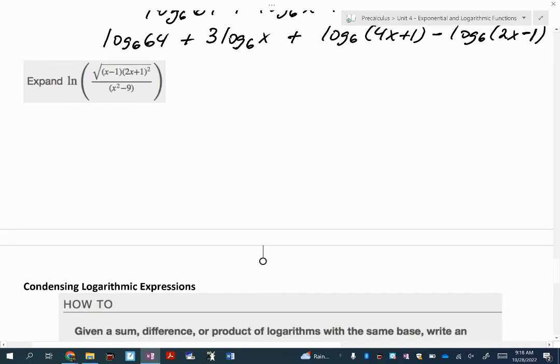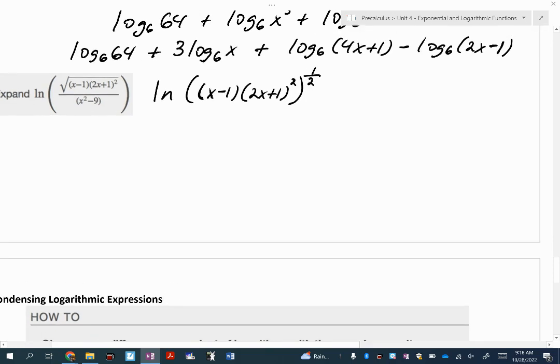The first thing I notice is that my numerator is all in a radical, and that's a square root radical. So I'm going to write this as the natural log of x minus 1 times 2x plus 1, that thing is squared, and then all raised to the 1/2 power. And then minus the natural log of x squared minus 9. Remember, minus because it's in the bottom.